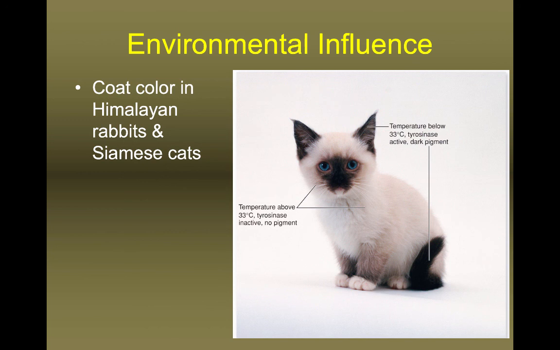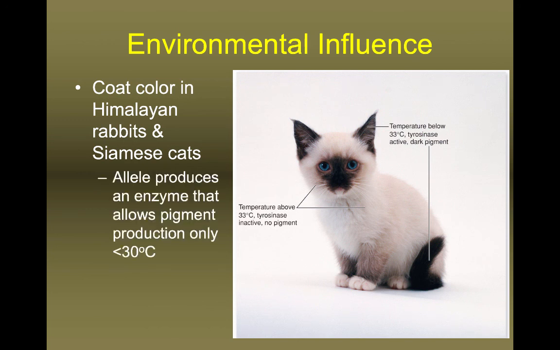Now, the cells in those parts of the body express more tyrosinase because those parts of the body are colder. And for that reason, the skin and the fur in those parts of the body takes on a darker appearance. Right? Somewhere between about 30 and 33 degrees Celsius, there is a threshold where if you're below it, the enzyme's activated. If you're above it, the enzyme is inactivated. You don't get pigment. And so you end up with both these cats and rabbits having this characteristic appearance of white over most of the body, but kind of a blackish or dark brownish fur at the extremities.